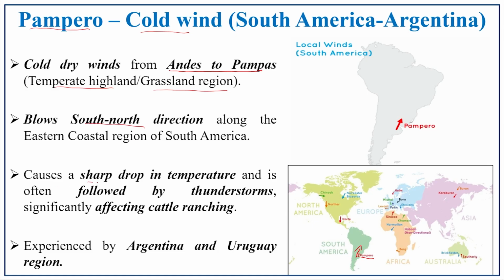It causes a sharp drop in the temperature and is often followed by thunderstorms. Significantly, it affects cattle ranching. So, cattle ranching is affected because of this wind. It is not a favorable wind, it is adverse, giving an adverse effect in this region. It is experienced by the Argentina and Uruguay region.